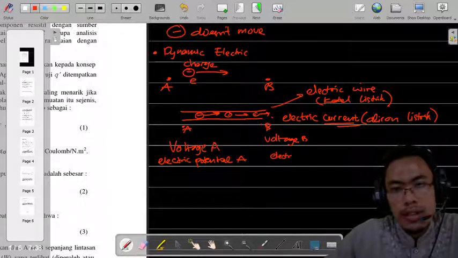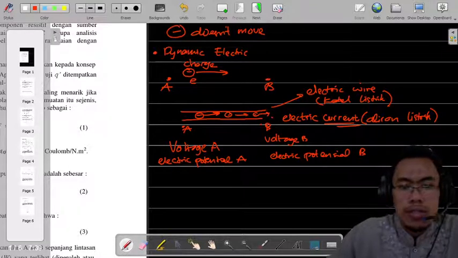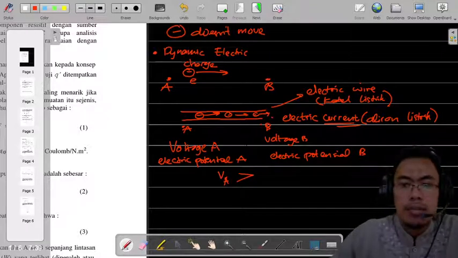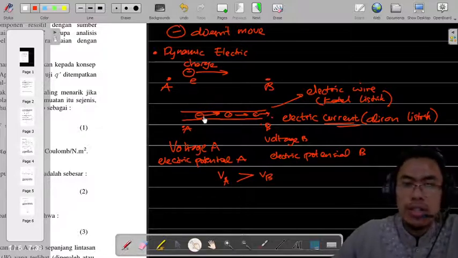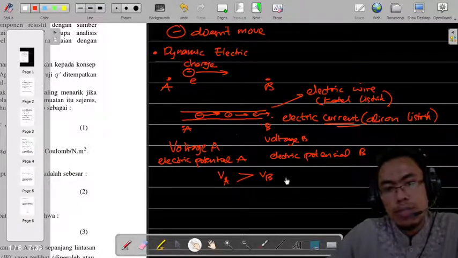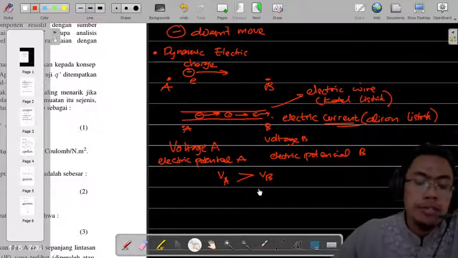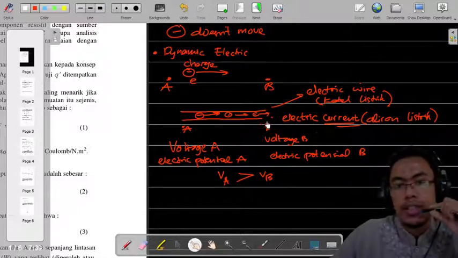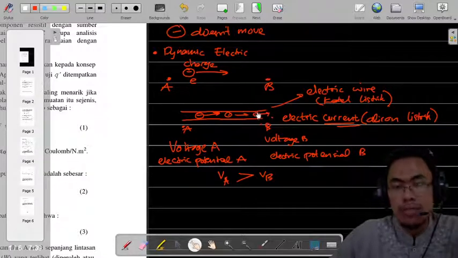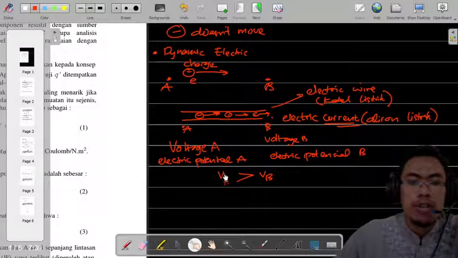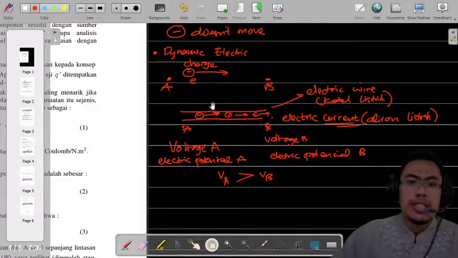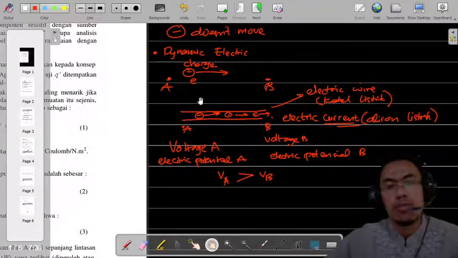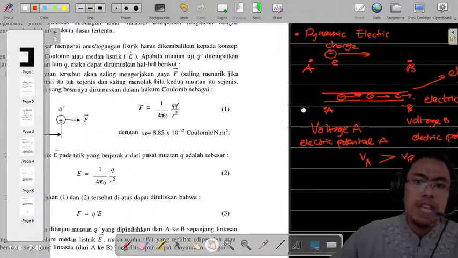Because the electric potential of A is greater than that of B, the current, the electron, will flow from point A to point B. If the electric potential of B is higher than A, then the electron will move from B to A. But in this case, because the voltage of A is greater than B, the electron moves from A to B. So this is the main concept of how electrons can be moved from one point to another point.